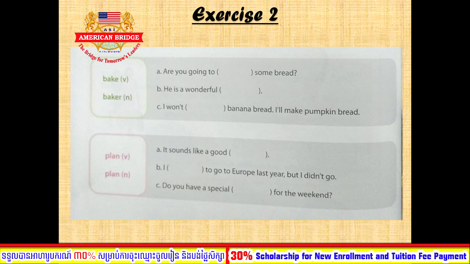Okay, let's move to exercise 2. It's on the same page, but I'm just separating it so it's easier for you to see. Exercise 2 is the same thing. You need to distinguish whether to put bake or baker in the brackets, or plan as a verb or plan as a noun. Now remember, as I said before, if you can't distinguish or remember what each word means, you can always go back to the definition parts. Okay, so it's important to go back to the definitions. Then you can distinguish and decide which word should go into the brackets.